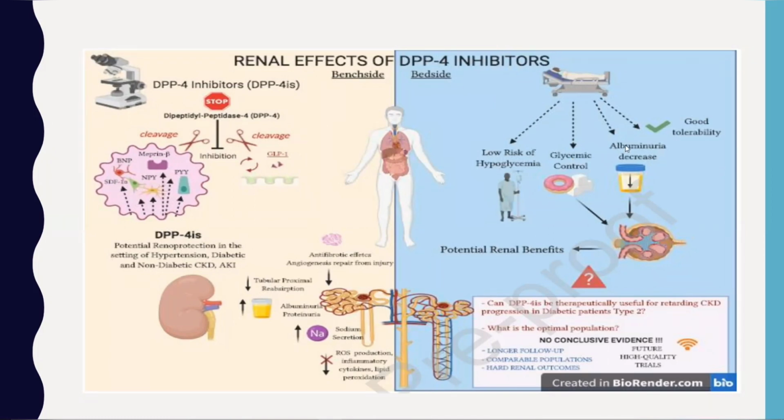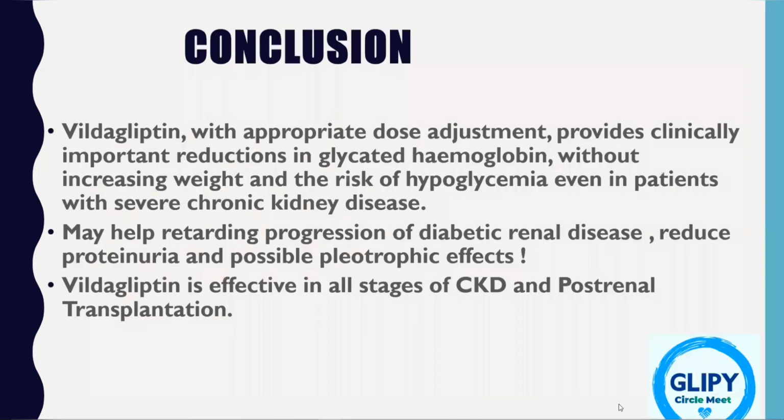They may help to reduce albuminuria. Certainly, there is a good tolerability and almost negligible side effects in these patients. So, DPP-4 inhibitors can therapeutically be useful in retarding progression of diabetic kidney disease, apart from the sugar control. However, so far there is no conclusive evidence in clinical studies, but there is some evidence from experimental and murine models that they may be effective there also.